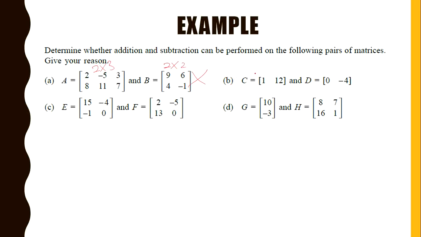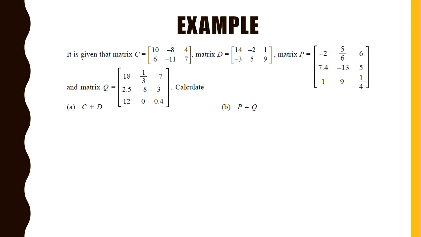Okay, for question B, kita tengok matrix C and D. Okay, C have 1 by 2, D 1 by 2 also. Okay, so order yang sama boleh add and subtract. Okay, question C, matrix E and F have the order of 2 by 2, both, so can be added or subtracted. Next, matrix G and H. Matrix G have the order of 2 by 1, H is 2 by 2, so they did not have the same order, so they cannot be added or subtracted. Okay, kita tengok order je.